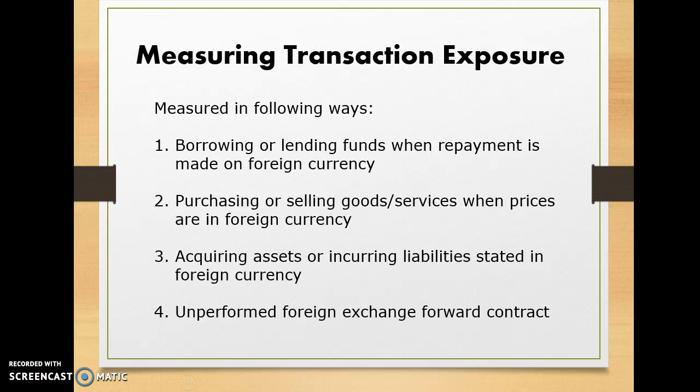When transaction exposure arises, there are some different ways to measure it. The first would be borrowing or lending funds when repayment is made in foreign currency. The second could be purchasing or selling goods and or services when prices are in foreign currency. Third would be acquiring assets or incurring liabilities stated in foreign currency. And lastly, it would be an unperformed foreign exchange forward contract.